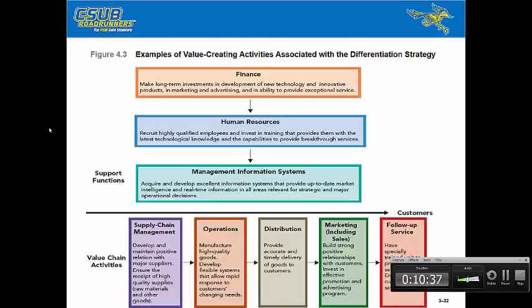The same way I went through this map for low cost, you can go through this map and think about differentiation as well. So you can make long-term investments in technology and innovative products with your finance operations. You can recruit really, really highly qualified employees in your human resources operations.